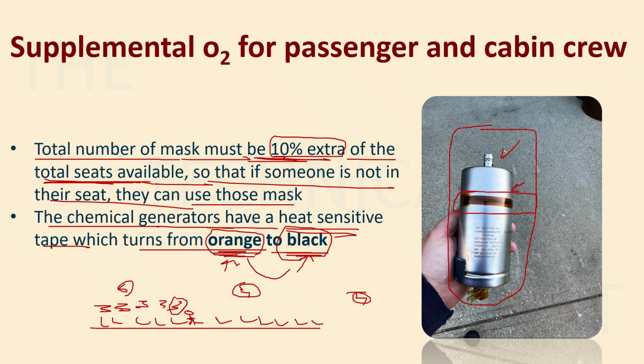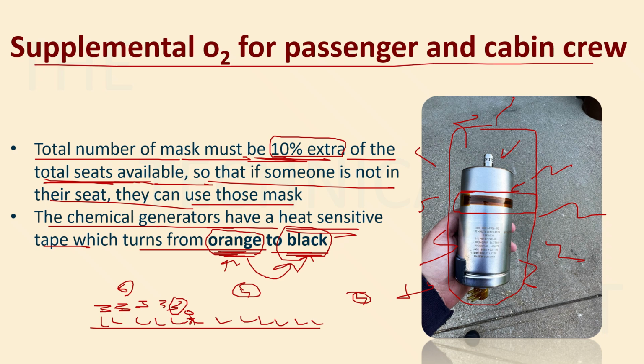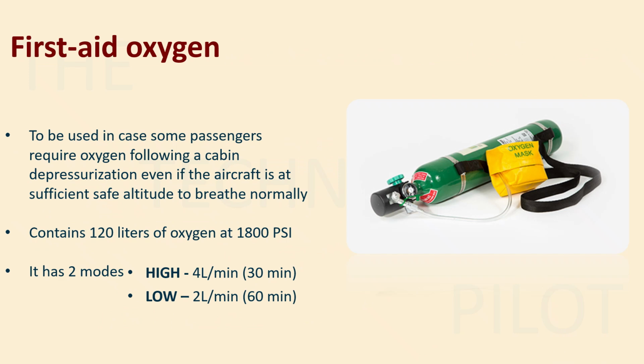They change color because the process of generating your oxygen in the cylinders is an exothermic process, so it will release a lot of heat, and this heat is what causes the tapes to change color, right? So this is again your supplemental oxygen for passengers and cabin crew, and now we have first aid oxygen.